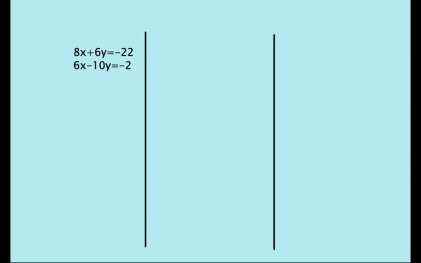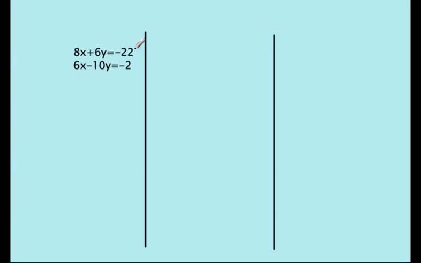In this example, we have 8x plus 6y equals negative 22, and 6x minus 10y equals negative 2. If we look at both our x's and our y's, nothing is set up to directly cancel. So what we're going to have to do is multiply one or both of the equations so that one of the variables will cancel. I'm going to take a look at the y's. Here we have positive 6y and negative 10y. They already have opposite signs, so what we need to do is multiply them by something so that they will become the same number.